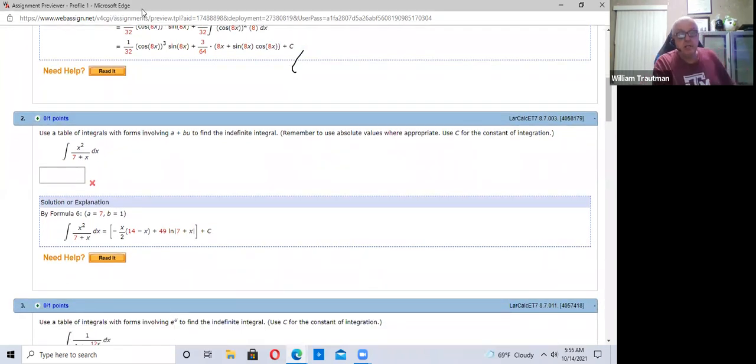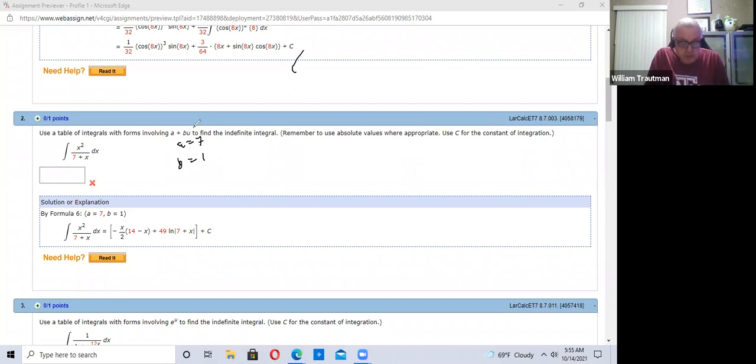Let's try number 2. So we have a number here. Usually the constant number by itself is a, and then b is the number next to the x. So a is 7, b is 1. And we're looking for some kind of formula here. Maybe I should put it over here. A is 7, b equals 1. And we're looking for some kind of formula.